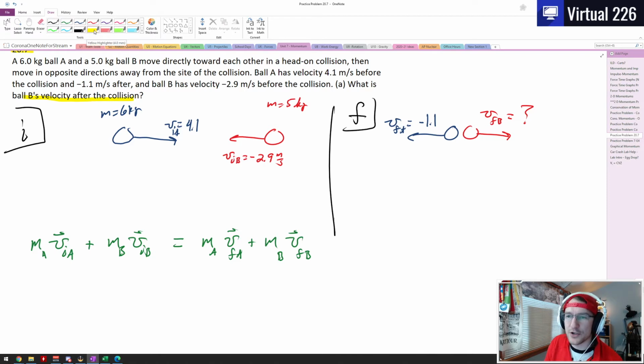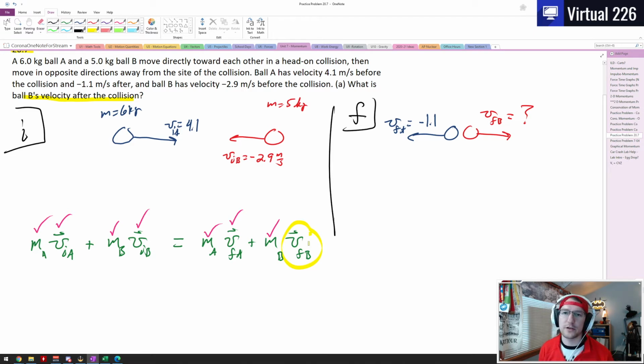It looks very large, but when we actually break it down, we know the masses of A, we know the masses of B, we know the initial velocity of A, we know the initial velocity of B, and we know the final velocity of A. So we actually know pretty much every number here except the one we're looking for. And since we have one equation with one unknown variable, we can solve this out. It's just a matter of plugging in everything and then using that calculator to find our answer.